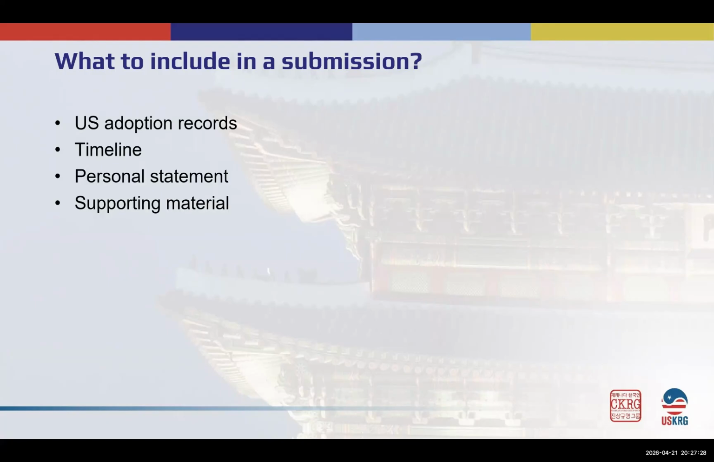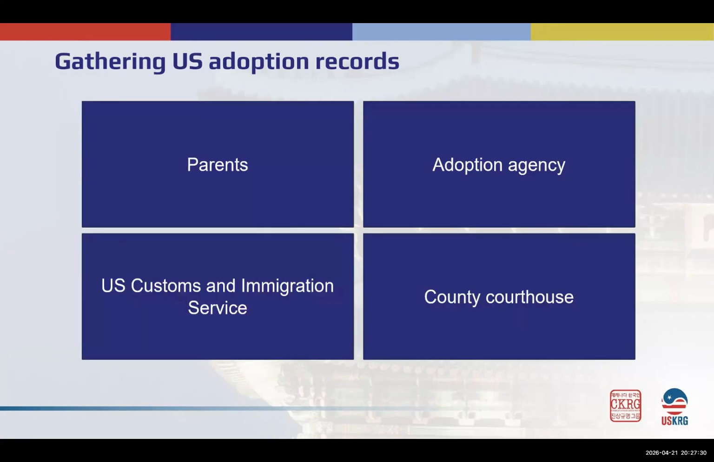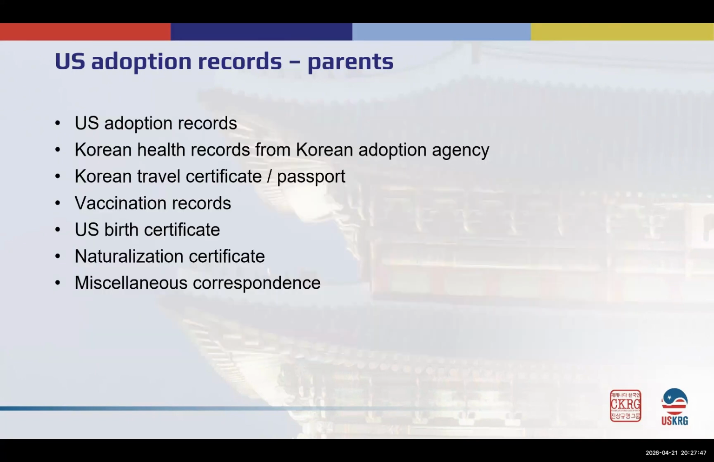But with your US adoption records, there are 4 areas where you can gather them from: your parents, your adoption agency, US Customs and Immigration Service, or county courthouse. And I'll tell you a bit about the different types of records that each of these will contain. So with your parents, they might have your US adoption records, they might have your health records from the Korean adoption agency, certainly your travel certificate or passport.